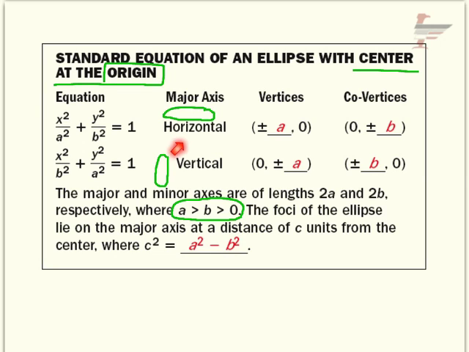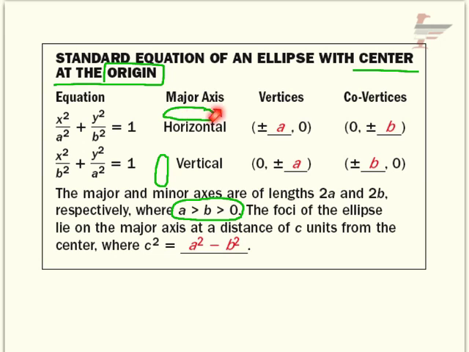Now, if it's a horizontal ellipse, I know that because the larger number is underneath x, hence it's going to stretch further because it's larger in the x direction, making it horizontal. If the larger number is under y, it's going to stretch further in the y direction, hence making it vertical. Okay, so make sense of this.